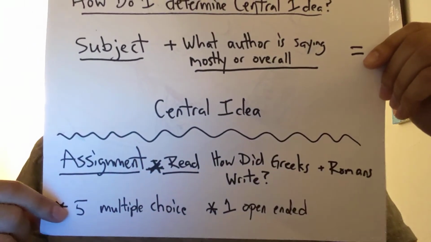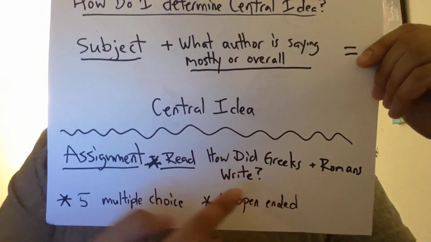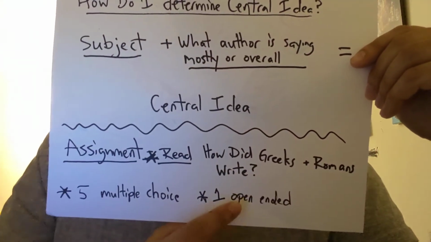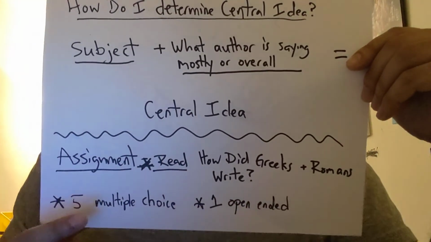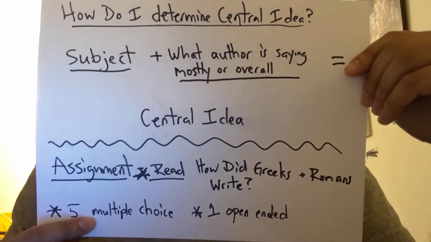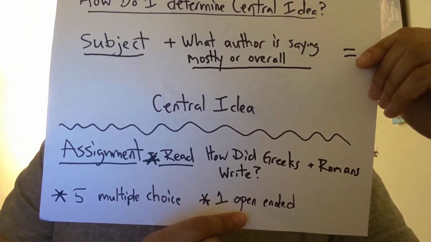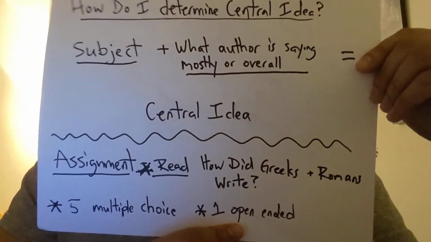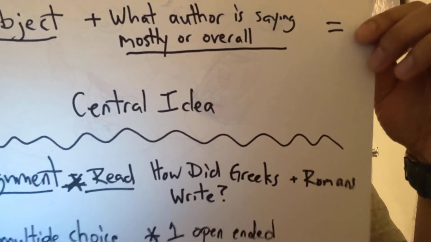So your assignment is to read "How Did the Greeks and Romans Write?" You'll be answering multiple choice questions and you have an open-ended response. Remember, when you answer the multiple choice questions, you will be determining the central idea. When you answer your open-ended response, you will be citing textual evidence. Those are the two standards and objectives that I told you about in the beginning of the video.